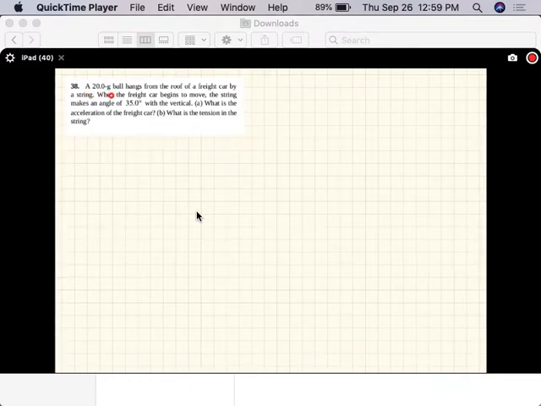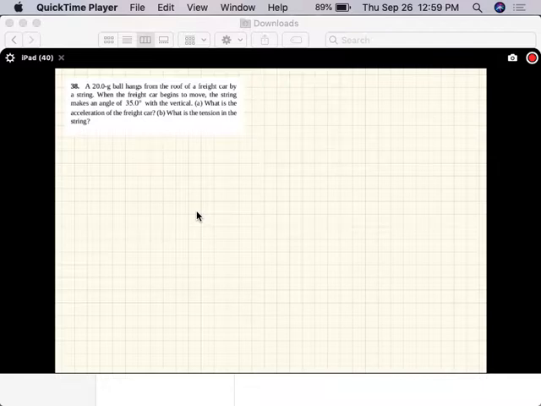All right, so a 20-gram ball hangs from the roof of a freight car by a string. When the freight car begins to move, the string makes an angle of 35 degrees with the vertical. What is the acceleration of the freight car? What is the tension in the string?